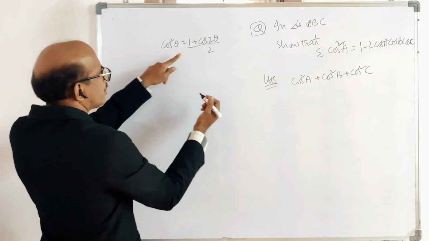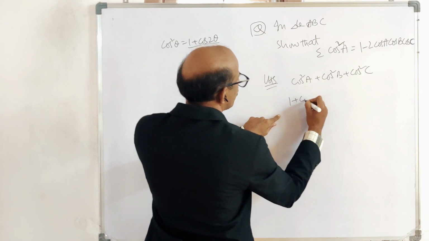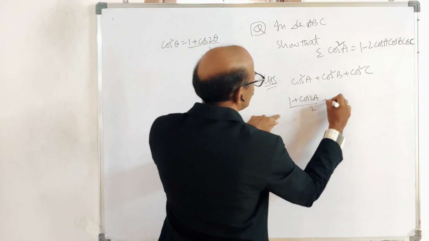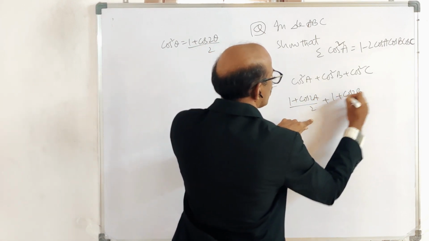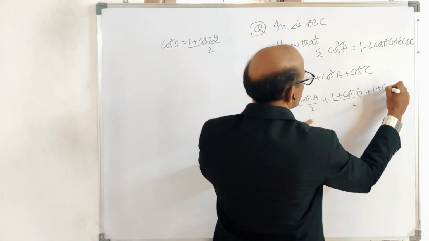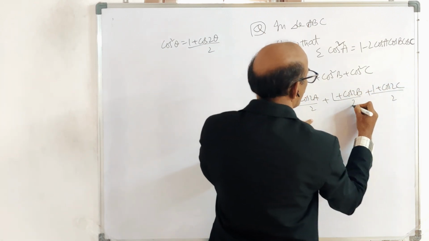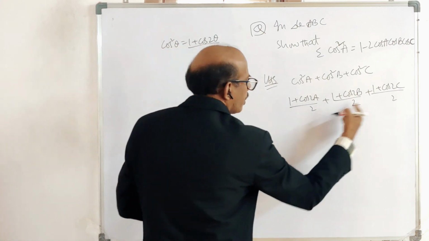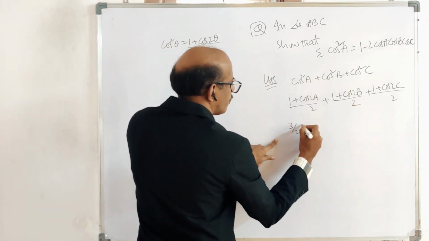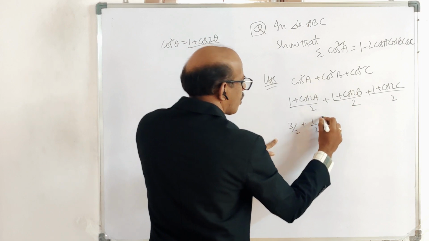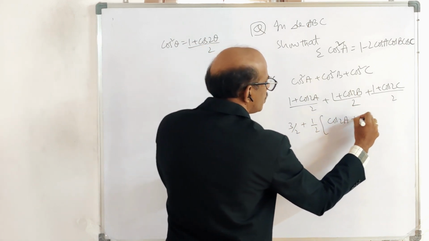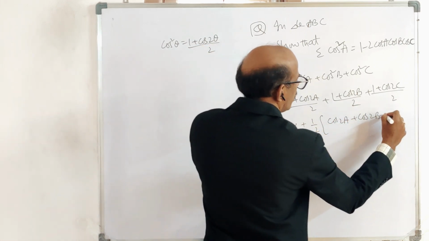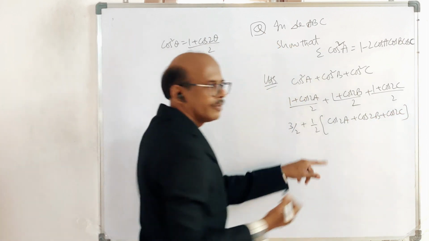And cos square theta as (1 plus cos 2 theta) by 2. Therefore, cos square A as (1 plus cos 2A) by 2, cos square B as (1 plus cos 2B) by 2, and cos square C as (1 plus cos 2C) by 2. I think you got my point. Alternative method. This 1 by 2, 1 by 2, 1 by 2 becomes 3 by 2. And 1 by 2 common, it will be cos 2A plus cos 2B plus cos 2C.